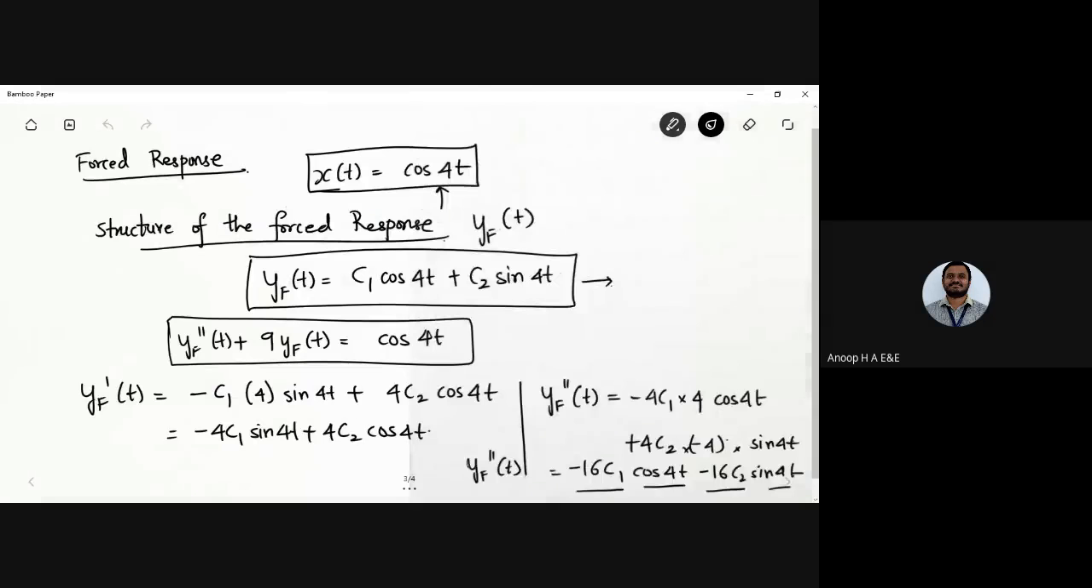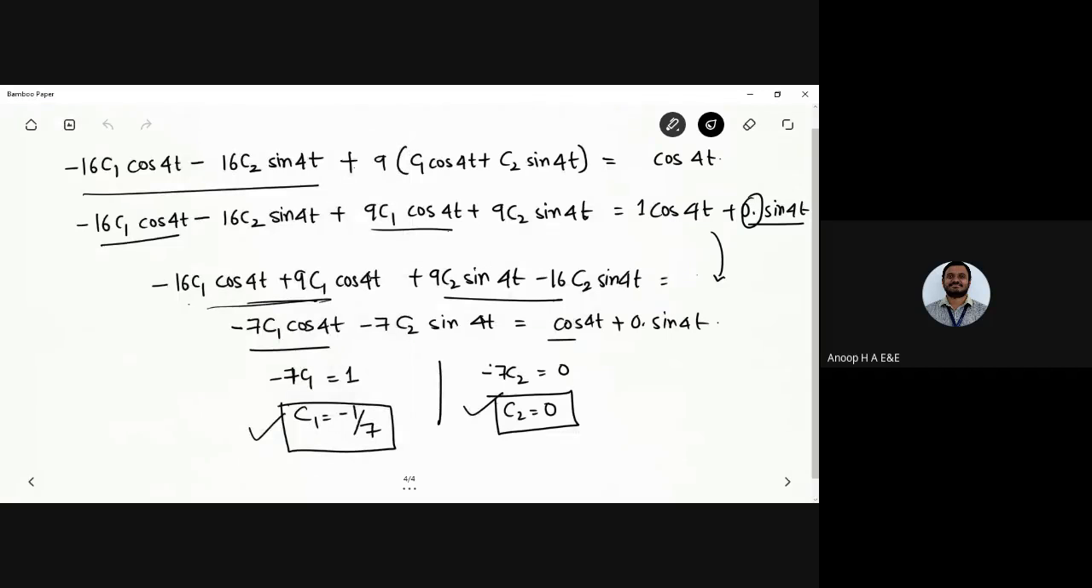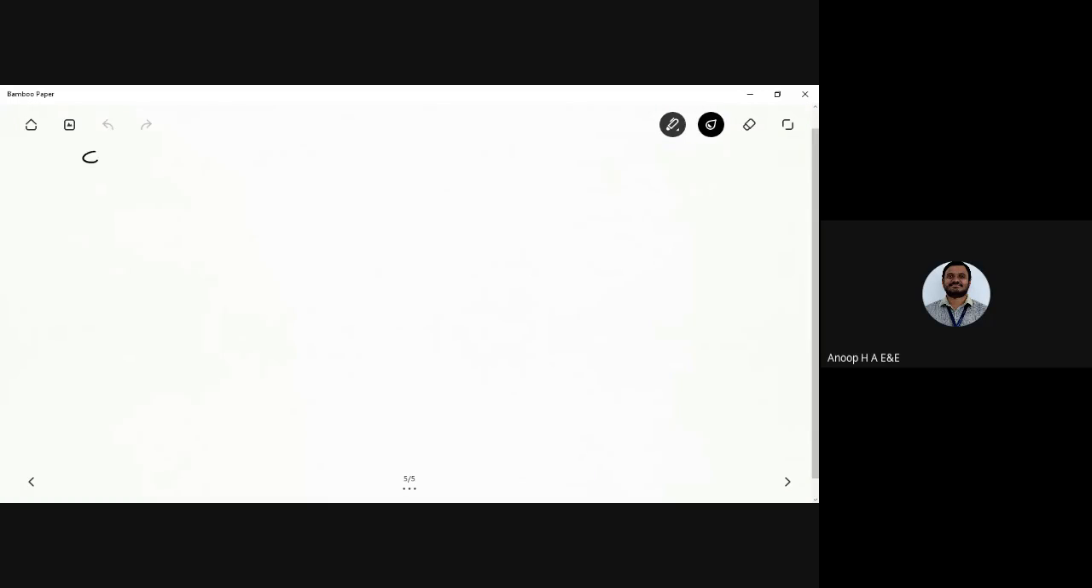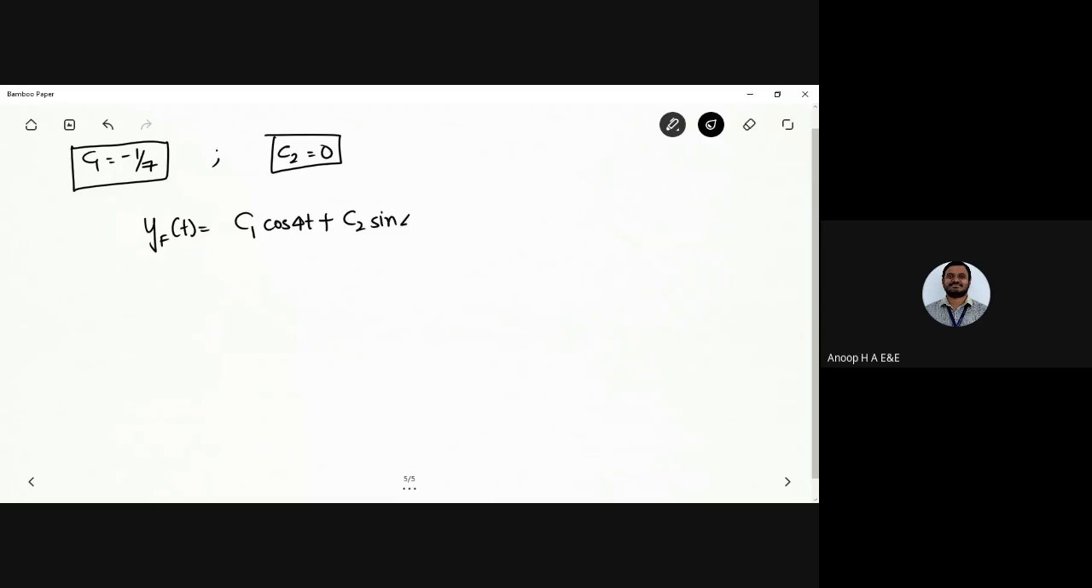So where are you going to replace them? You are going to replace them in the forced response structure, right? C1 is minus 1 by 7 and C2 is 0. Now the forced response structure would be C1 cos 4t plus C2 sin 4t.